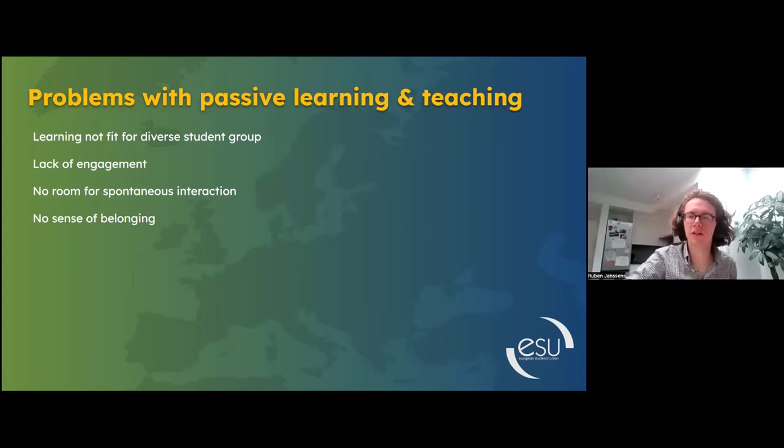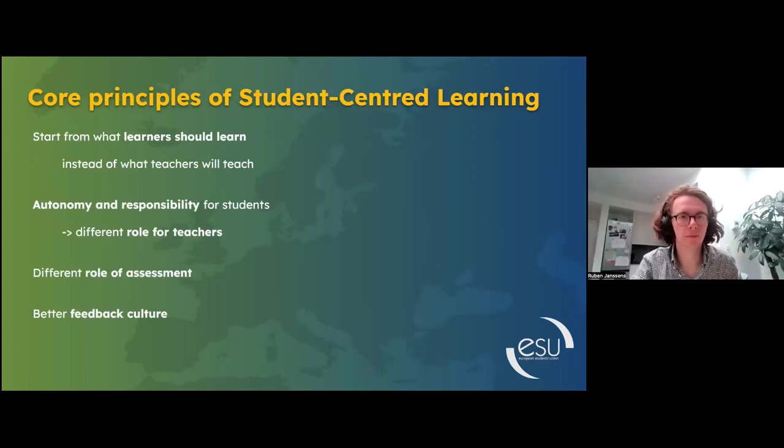Now, I just want to mention as well, I'm very critical here of the passive and traditional learning and teaching methods. I don't want to banish mass lectures. That's not what we stand for in ESU, but you need this mix of different ways of how to engage the students and how to teach them and engage them in learning.